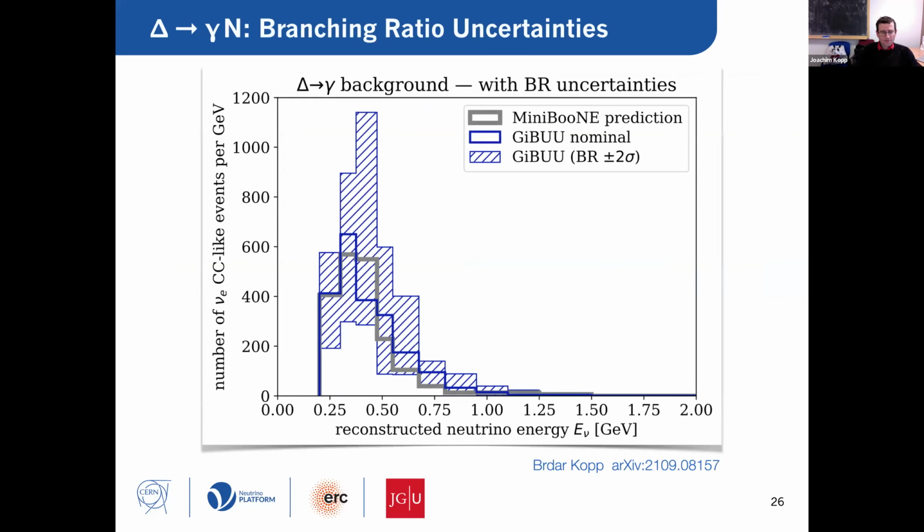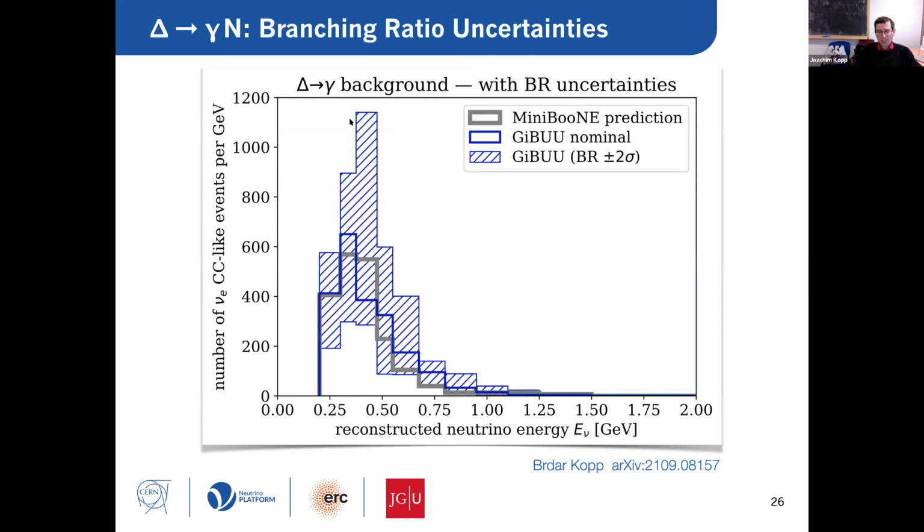Then we've done some test runs in a Monte Carlo simulation, predicting just this one background. The horizontal axis is again the neutrino energy. The vertical axis is the number of background events in this channel. The gray histogram here is the official MiniBooNE prediction for that background. The blue histogram is our reproduction of this with a different Monte Carlo tool.